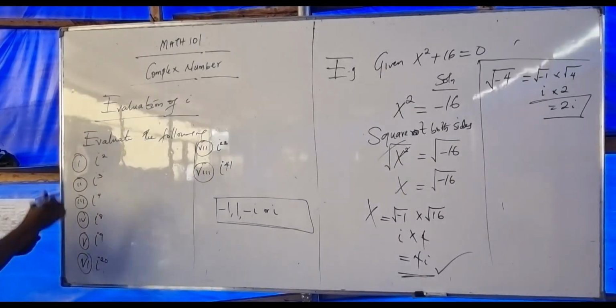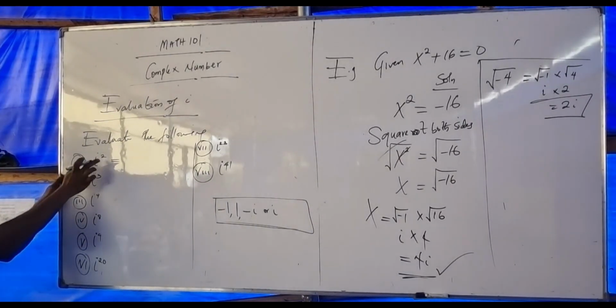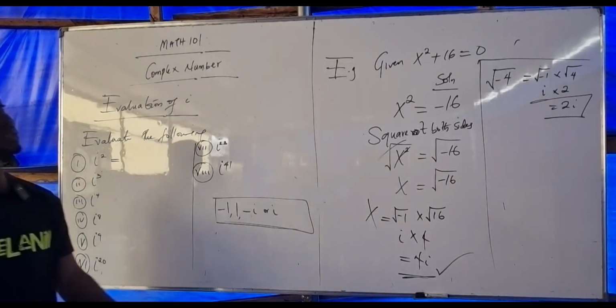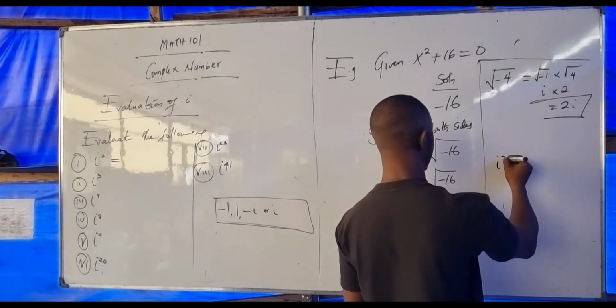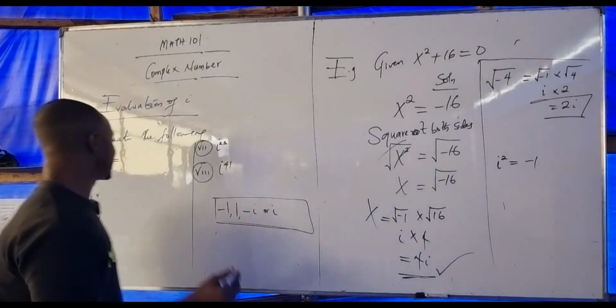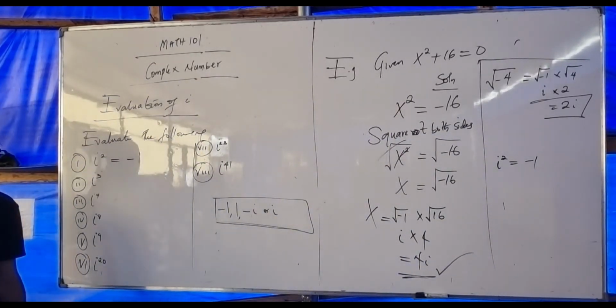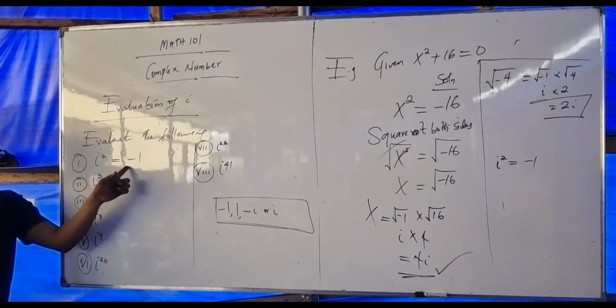For example, the first one we know. What is i squared? What is i squared again? Minus 1. That's the answer to this. Minus 1. This is your note.